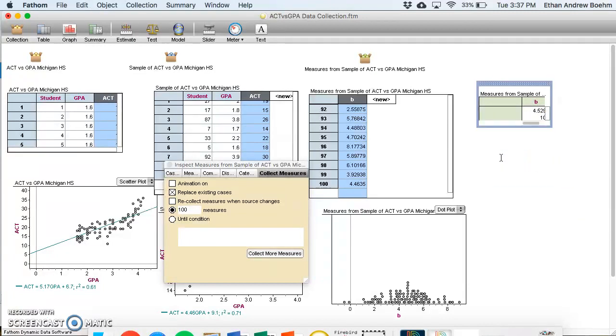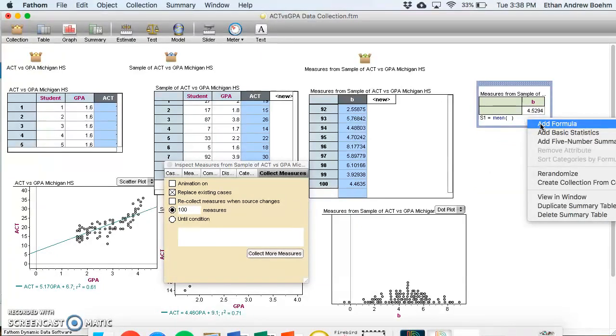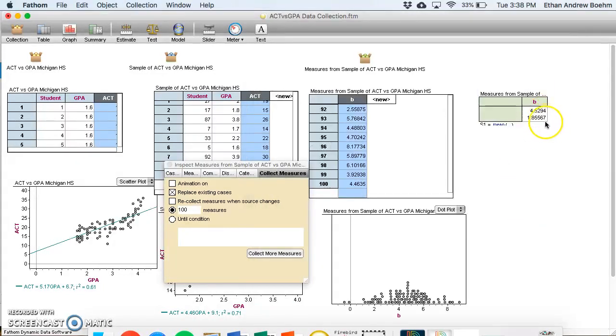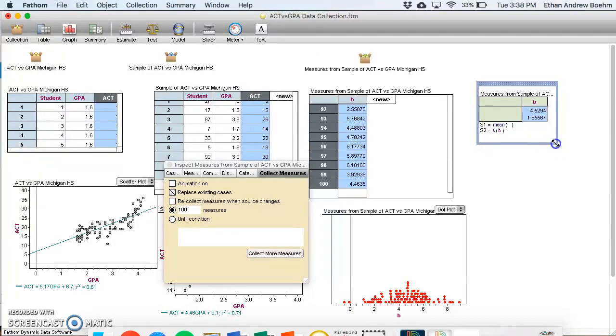Okay, maybe I didn't want to do that. Maybe I just want the sample standard deviation, because I want center and I want spread, and this is just s, open parentheses, and it knows what I want. It knows that I want b. You can see it here. I could put that in there if I want it. So that gives the center and spread of this sampling distribution.